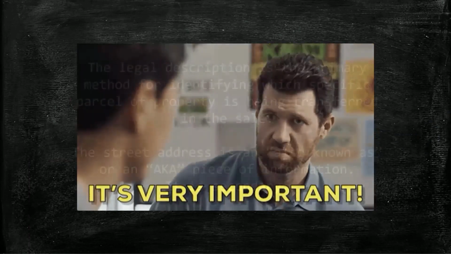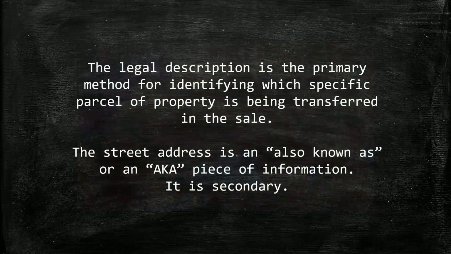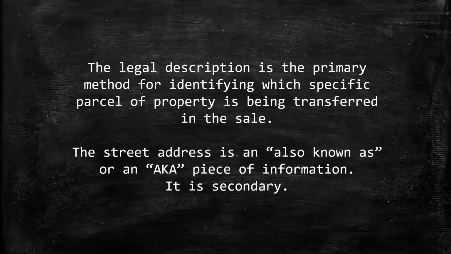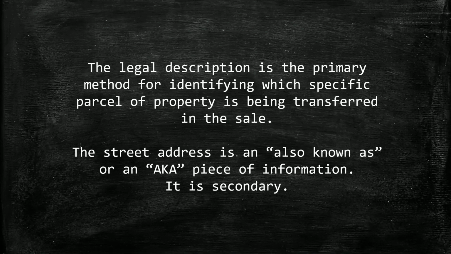And the reason for that is simply that the legal description is the primary method for identifying the specific parcel of property that is being sold with the 1 to 4 contract. The street address is an also known as, or an AKA piece of information. It is secondary. And that's different than how most people will think of it.